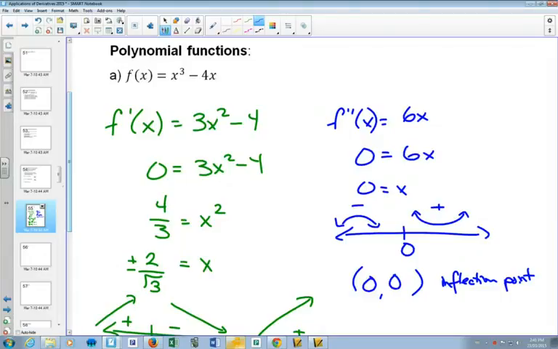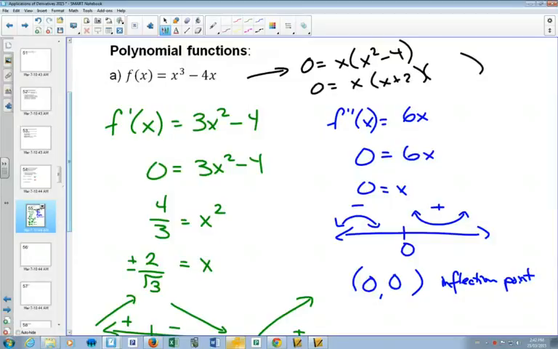So now we know our curvature, we know our inflection points, we know our maxes and our mins. The only other thing I would check is, can we find any other x-intercepts? So how do we find x-intercepts? We set y equal to 0. Notice you can factor out an x, and then we have a difference of squares, x plus 2, x minus 2. So x equals 0, which we already knew, but we also know that x equals minus 2 and x equals 2 are other x-intercepts.